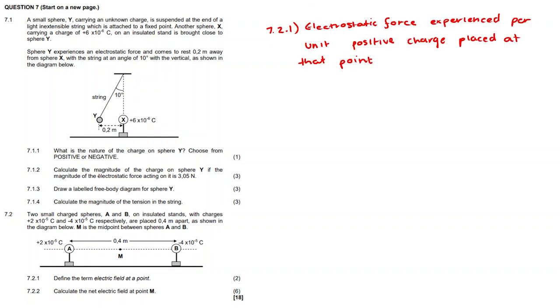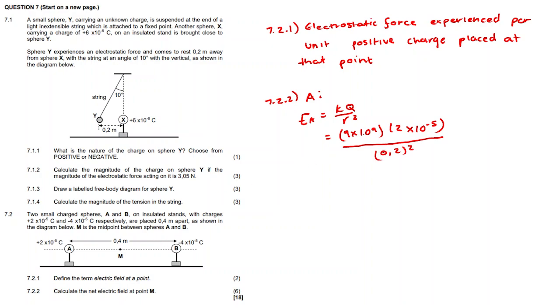Question 7.2.2. Calculate the net electric field at point M. We can first start by calculating the electric field at M due to A. So, due to A, we can say that EA is equal to K Q over R squared. K is a known constant. We have the charge of A. And since we know the total distance is 0.4, halfway is 0.2. If we plug all of that into the calculator, we should get 4.5 times 10 to the power 6 newtons per coulomb.